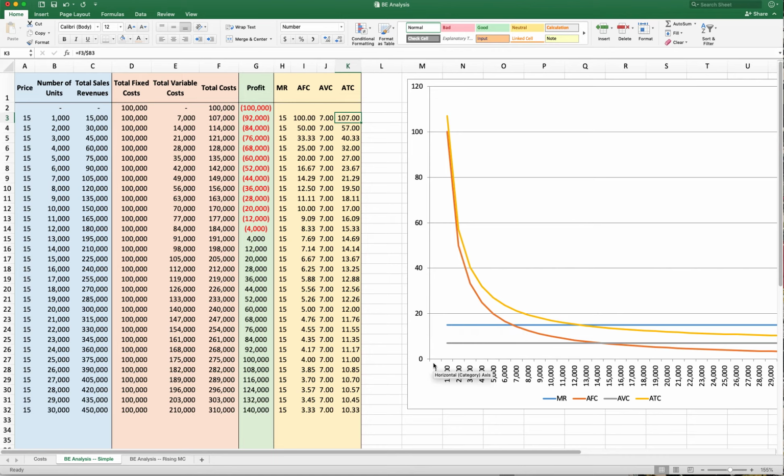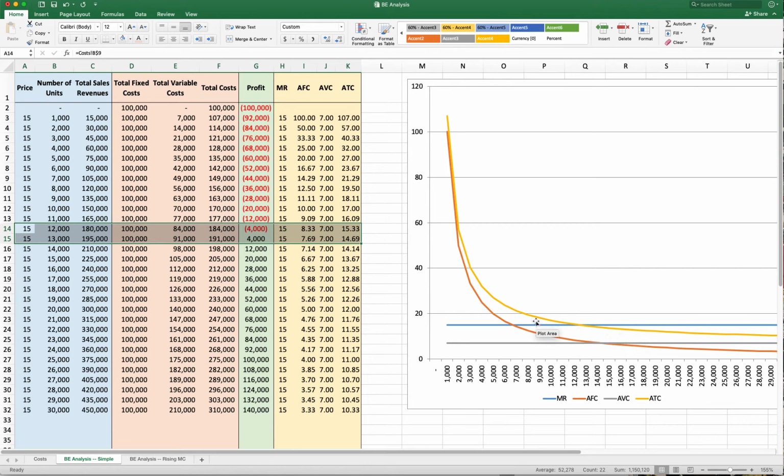So what do we expect from this? What is the break even? Well, the break even is where you go from negative profits to positive profits. So it's around here. It's between 12,000 and 13,000 units. So if we go over here, we can look at what's going on here. It's approximately this point. Well, it's where marginal revenue crosses the average total cost curve for the first time.